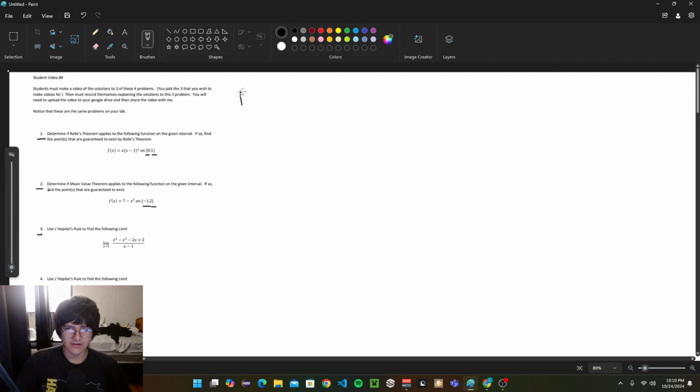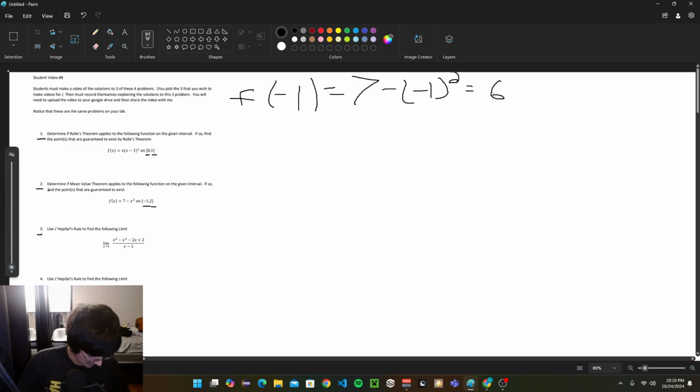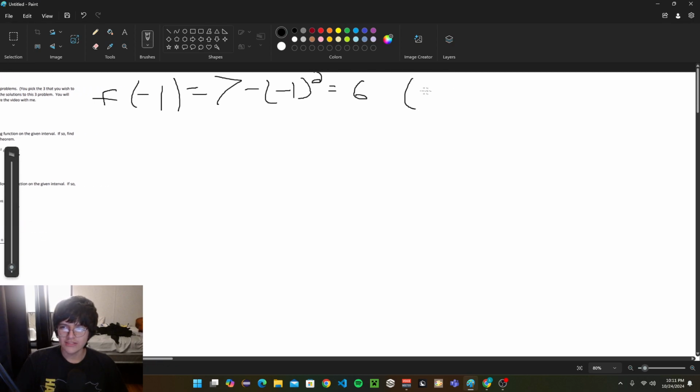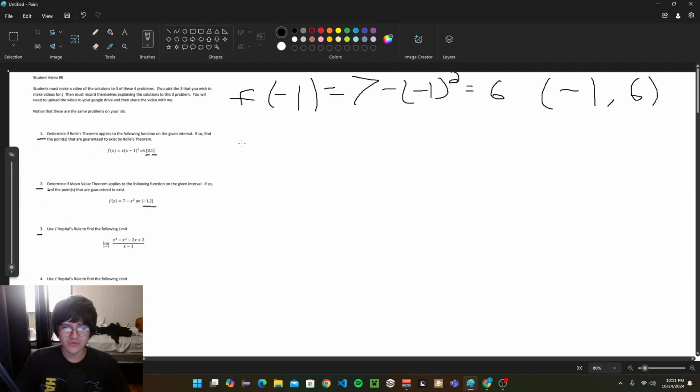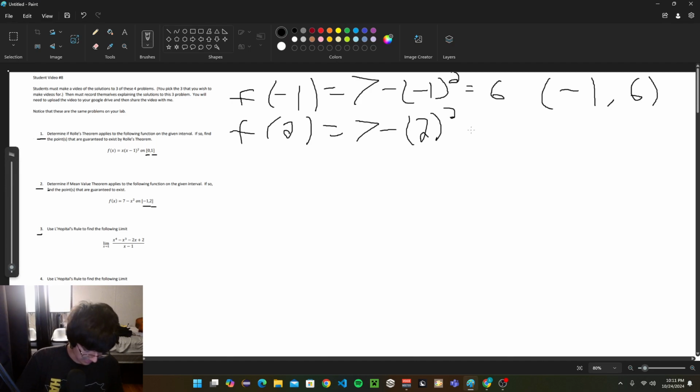So we're going to plug in our -1 into the equation. So it'll be 7 minus -1 squared, and that would give us 6. So that's our y. So we know our point is (-1, 6). And then now we have our next one, which is 2. Plug into it, and that'll give us 7 minus 2 squared, which gives us 3. So this is (2, 3).